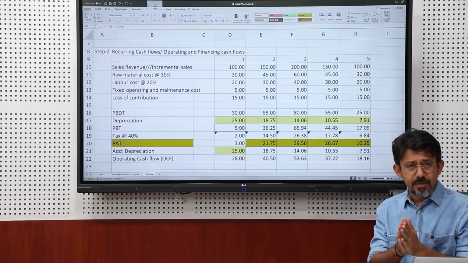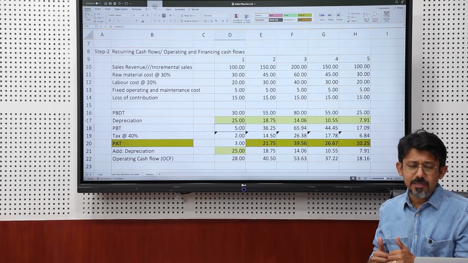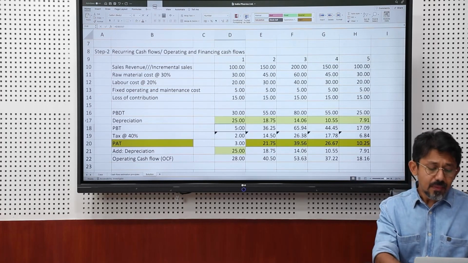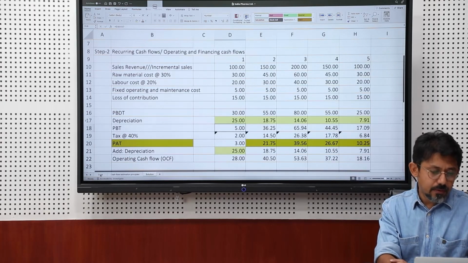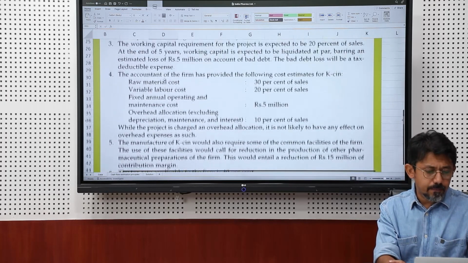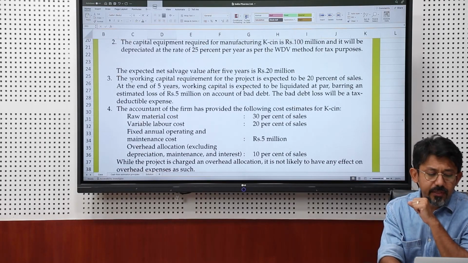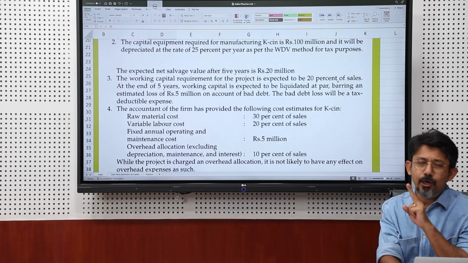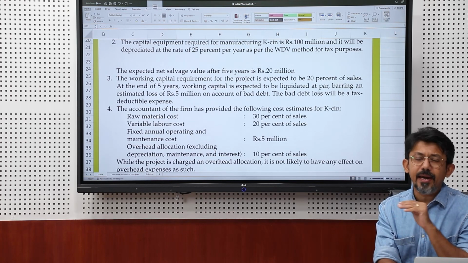So, we deduct depreciation for the profit calculation, we add back depreciation for the cash flow calculation. Hope that is clear. Now, let us look at the working capital point. Let me read this point one more time. You are told that the working capital requirement for the project is expected to be 20% of sales. At the end of 5 years, this working capital is expected to be liquidated at par.